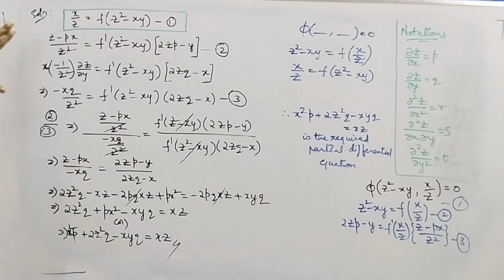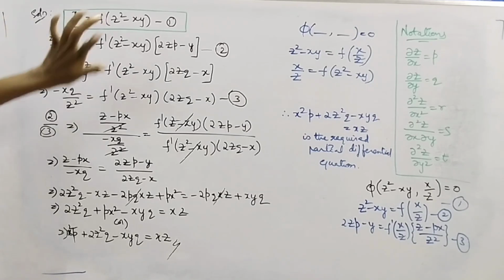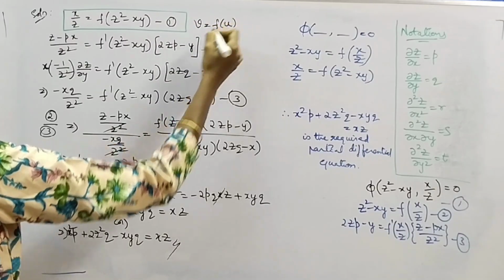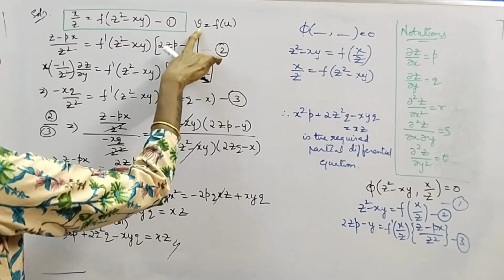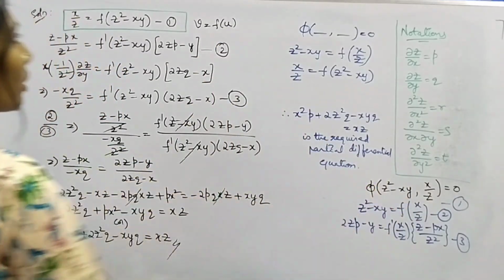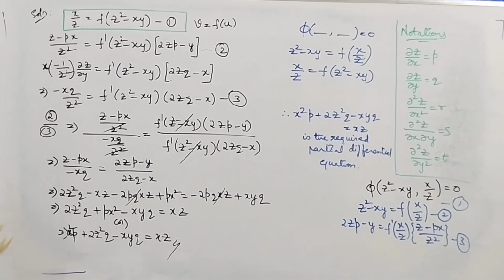See, this is another method to solve the same problem. Here I picked v equal to f of u, okay, v equal to f of u, for v equal to x/z and u equal to z² minus xy. You can solve in this way. I just did a shortcut method. If anyone of you wants to try this second method, here is the answer. You can check it out.